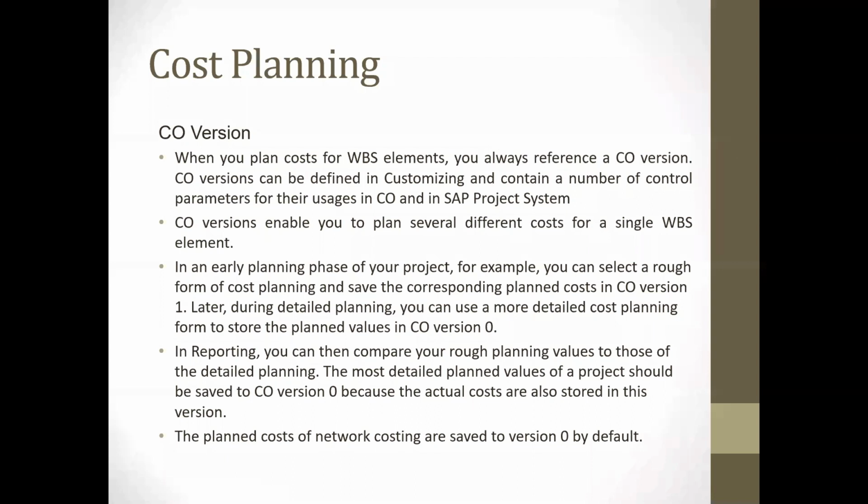For controlling version, whenever we plan cost for WBS elements, we always have a reference to a controlling version. A CO version can be defined in customizing and contains a number of parameters for their usage in CO and in SAP Project System. So the controlling version enables you to plan several different costs at a single WBS element. In the early phase of planning a project, for example, you can select rough cost planning and save the corresponding values to controlling version one.